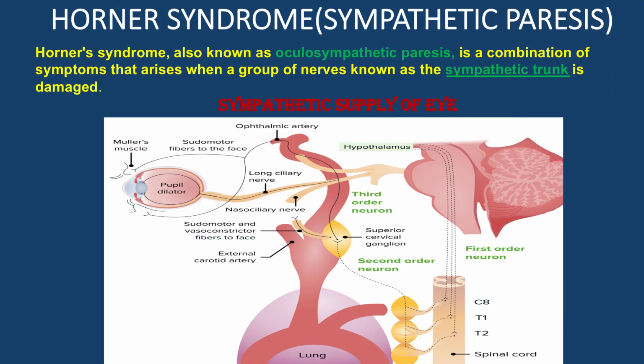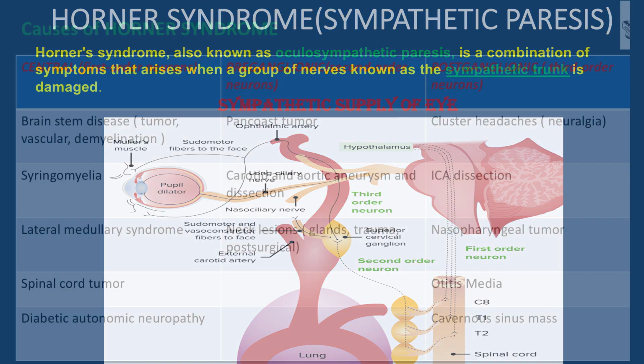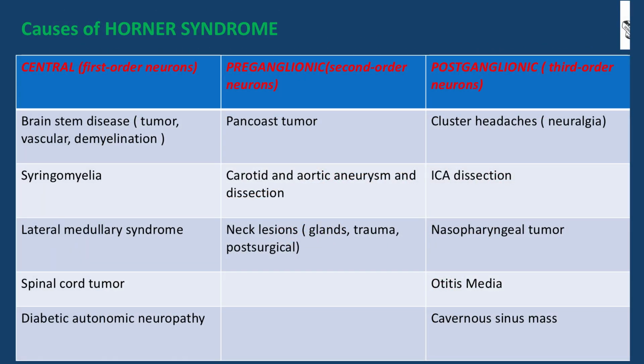The Horner syndrome, sympathetic paresis. The Horner syndrome, also known as oculosympathetic paresis, is a combination of symptoms that arise when a group of nerves known as the sympathetic trunk is damaged, as shown in the figure. The causes of Horner syndrome: the central, preganglionic and postganglionic.